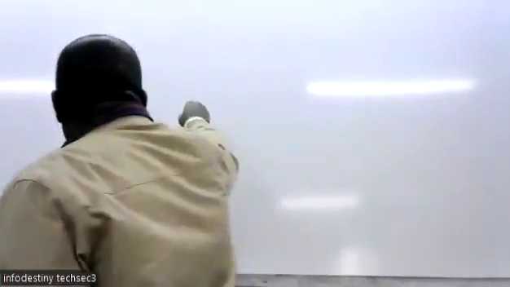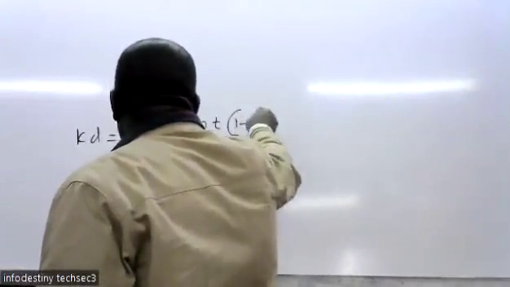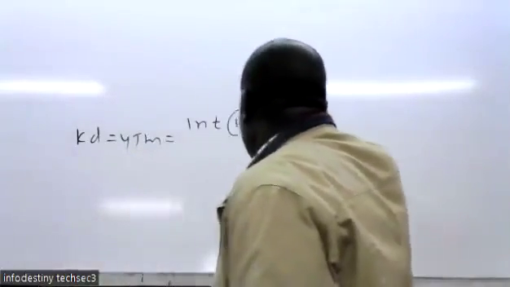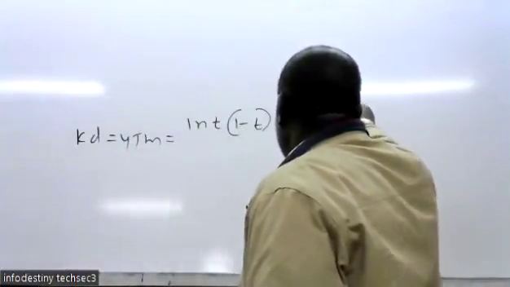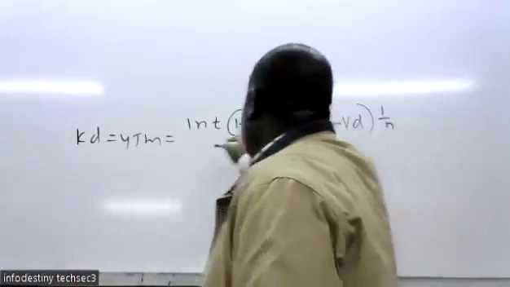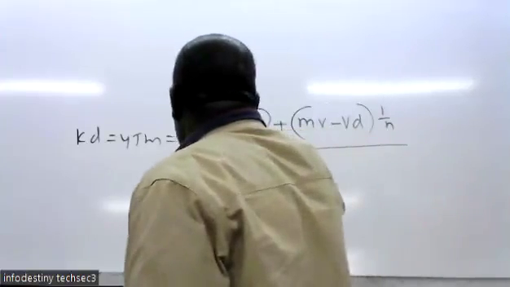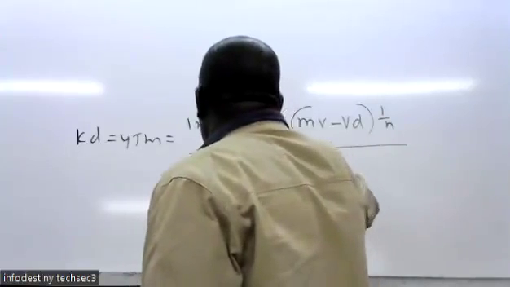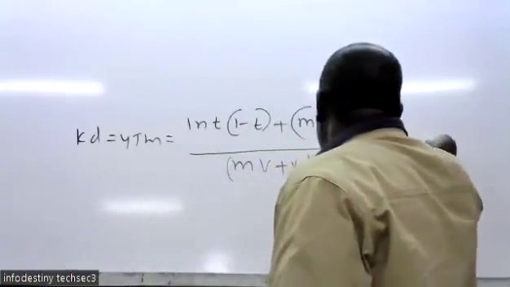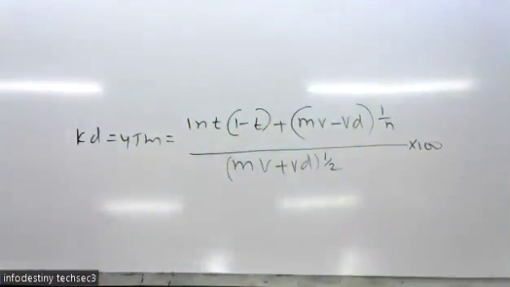So it will be given by interest in the brackets of 1 minus the tax rate. Then we add maturity value minus the current value, 1 over n. Then we also divide by maturity value plus the current value. So this one we multiply by 100 and express it as a percentage.